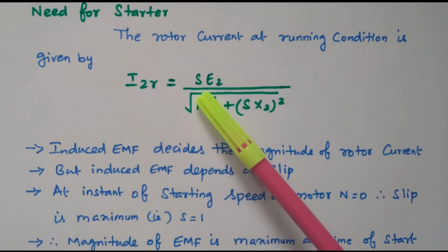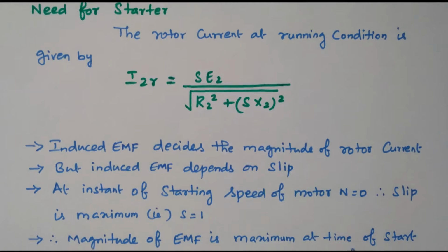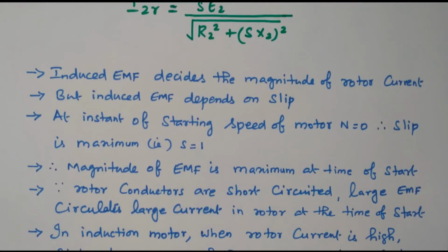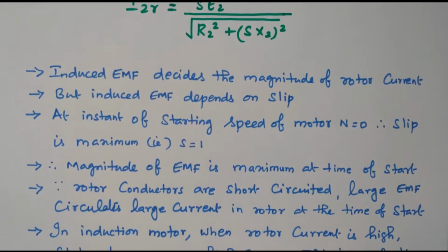So in this equation at the initial instant, S equal to 1, so the magnitude of this EMF is maximum at the starting. Therefore, as the rotor conductors are short circuited, the large EMF circulates a large current in the rotor at the time of starting.